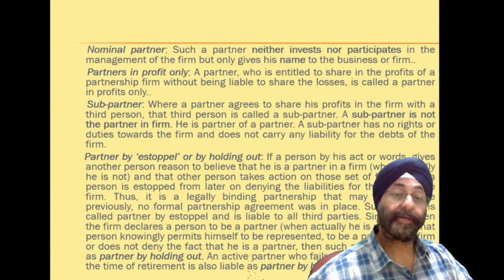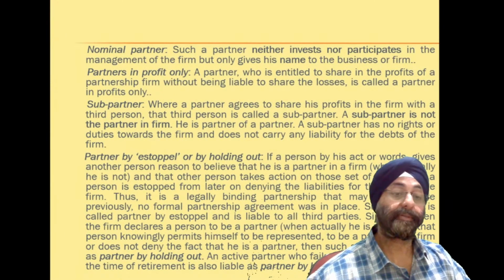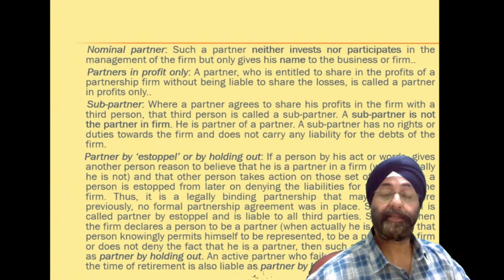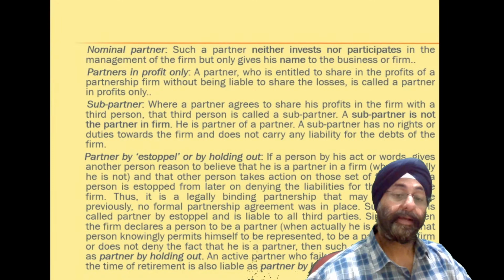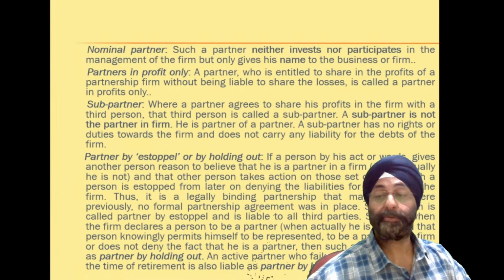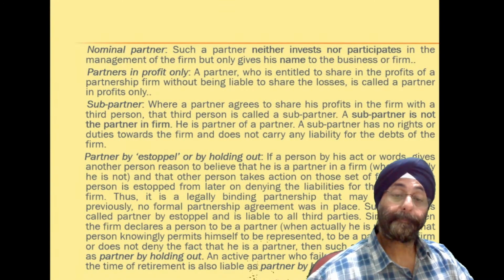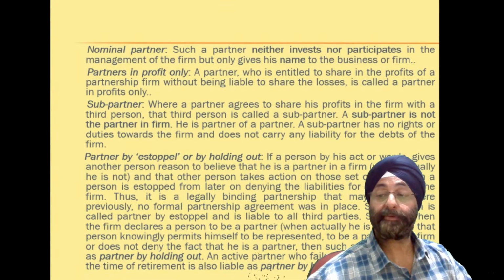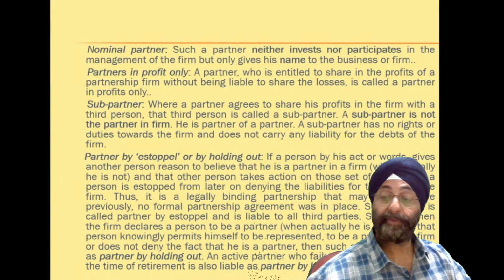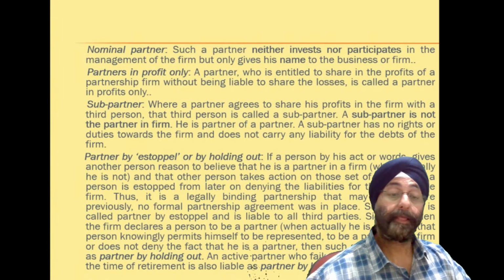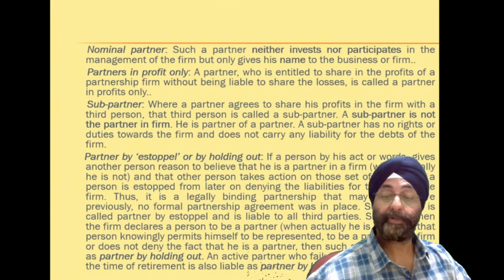Firm partner by estoppel or by holding out. If a person by his act or word gives another person reason to believe that he is a partner in a firm when actually he is not, and that other person takes action on those set of facts, such a person is estopped from later on denying liability for the acts of the firm. Thus, it is a legally binding partnership that may occur where previously no formal partnership agreement was in place.